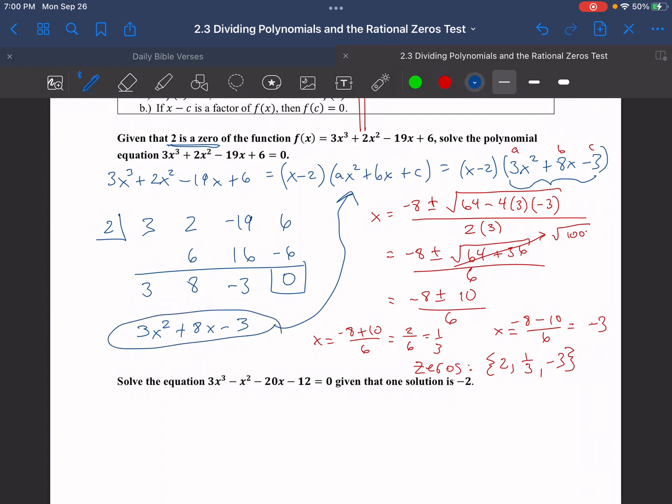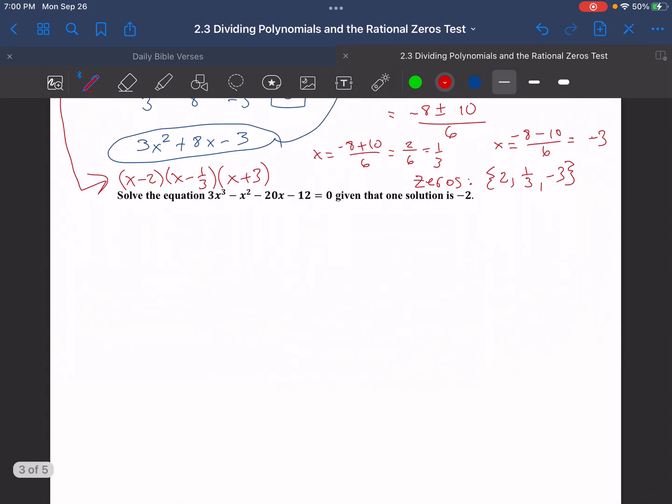And we can write this whole thing then as x minus 2 times x minus 1/3 times x plus 3. So that's this whole thing right there. Well, not that whole thing. This whole thing right here, fully factored, is that. Okay? All right, let's take a look at the next one.